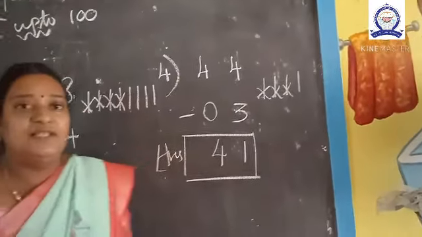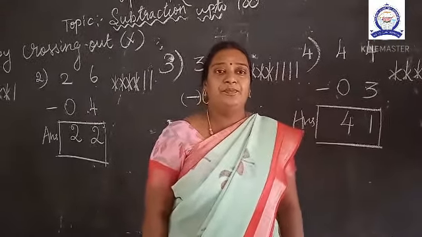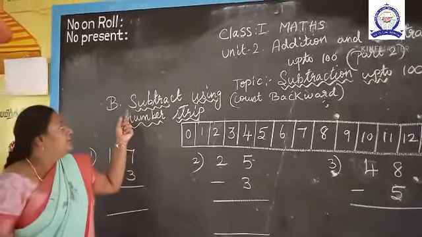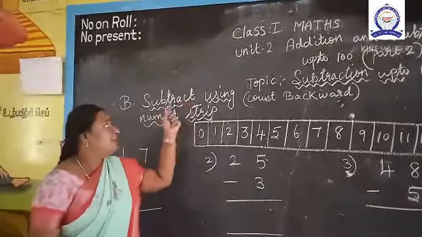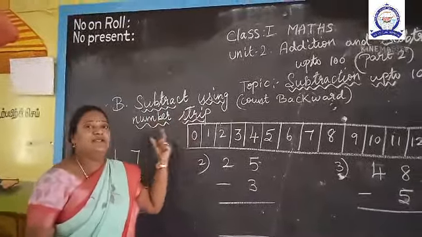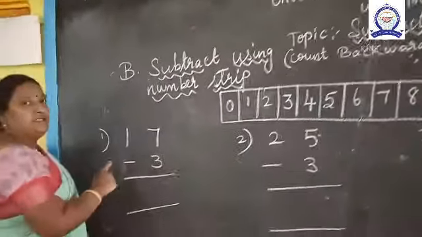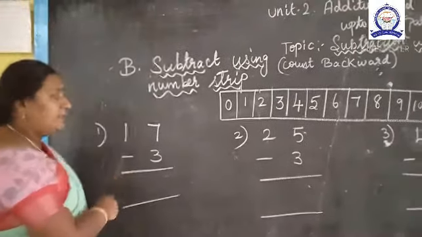Okay children, next we see subtraction using number line. Subtract using number strip, that is number line. Listen. First question, 17 minus 3. So using number strip we are going to subtract.